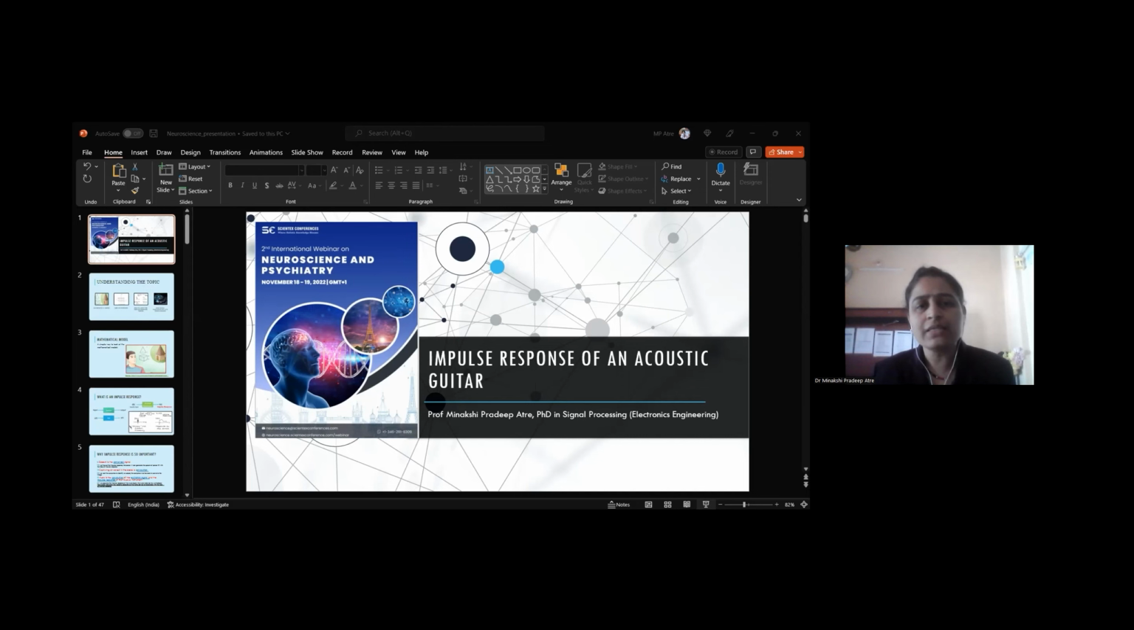Then why is it important? Because we can preserve musical instruments which are on the verge of obsolescence. That's why the impulse response is very important. We can mimic people, we can mimic birds, we can mimic animals. That is possible all because we can change the vocal tract response of our system.